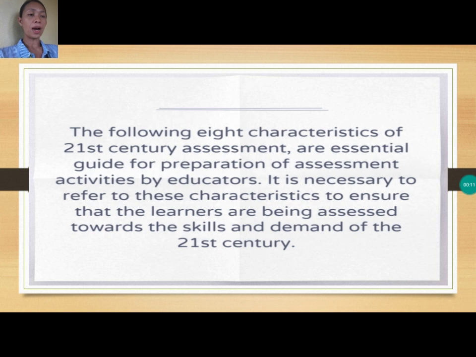The following 8 characteristics of 21st century assessment are an essential guide for the preparation of assessment activities by educators. It is necessary to refer to these characteristics to ensure that the learners are being assessed toward the skills and demands of the 21st century.